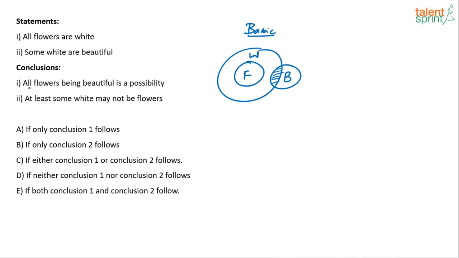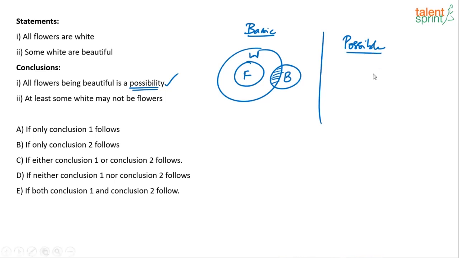The first one here. All flowers being beautiful is a possibility. Yes, very much. All flowers being beautiful is a possibility. One follows. All flowers can be beautiful, right? It's a possibility type. Remember, it's not a definite conclusion. It's a possible conclusion. So can all flowers be beautiful? Yes. Let's see what the diagram would look like.